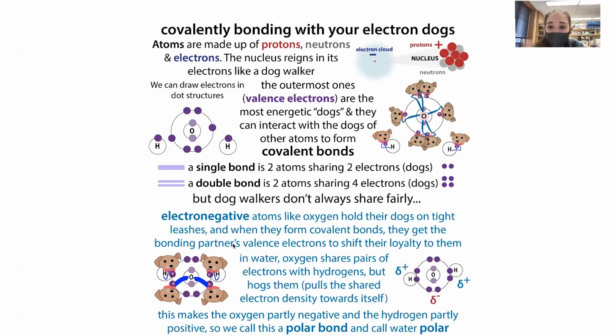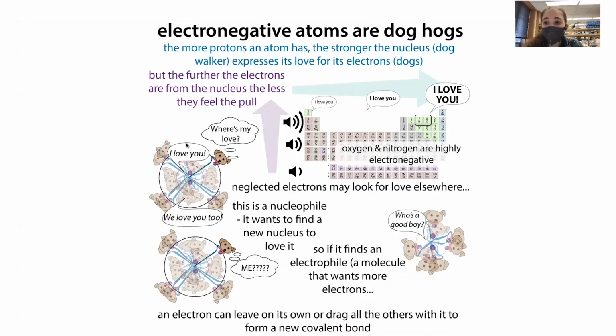I like to think of atoms as dog walkers, and these electrons as dogs. The outermost dogs are the valence electrons, and they're the highest energy. They're the furthest away from the pull, and so they are the most willing to be reactive. If they feel the pull less, they're going to be less electronegative. Electronegativity is basically how tight a pull an atom has on its electrons.